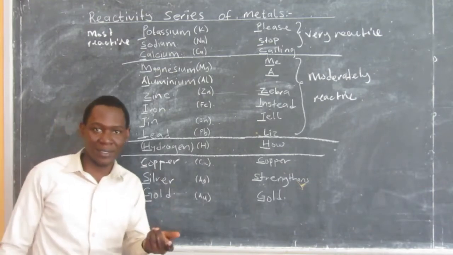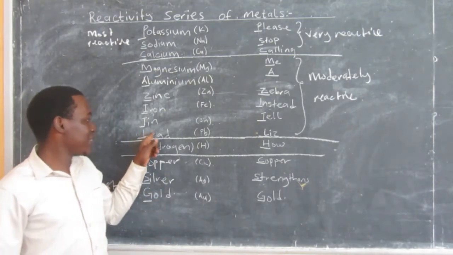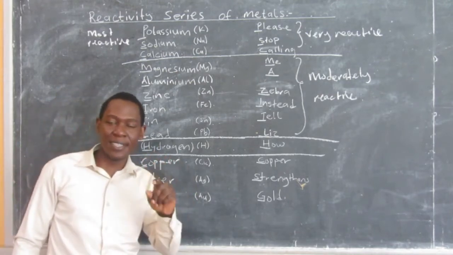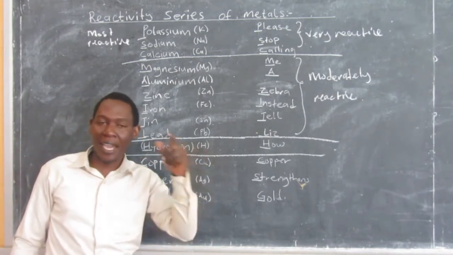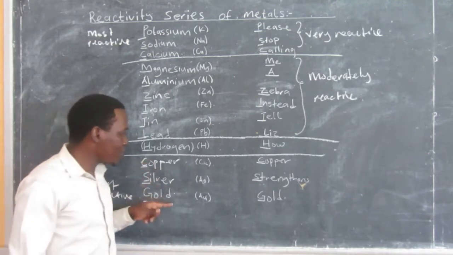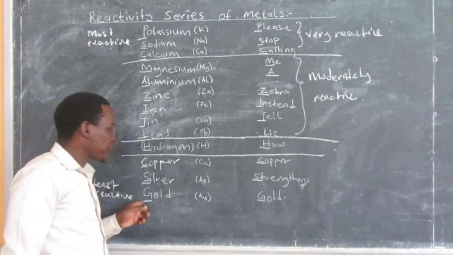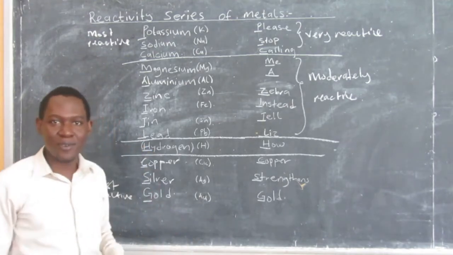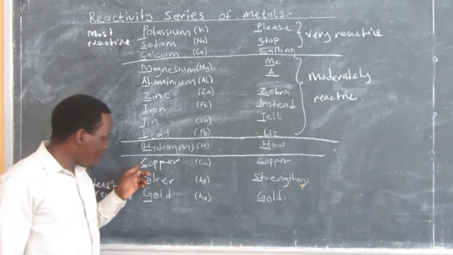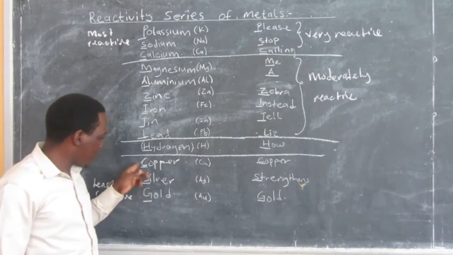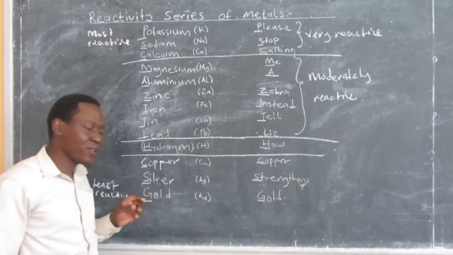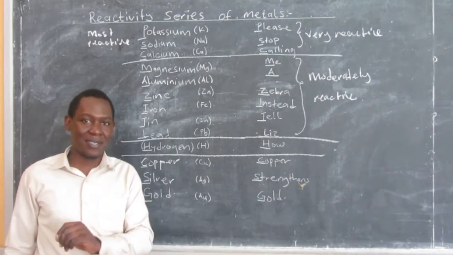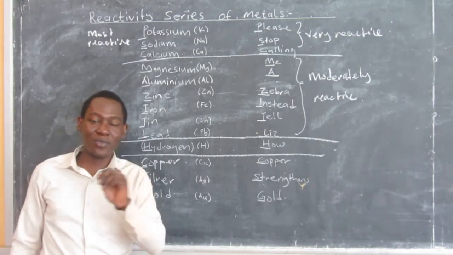Like if you use HCl and you are reacting it with lead, lead is more reactive than hydrogen. Meaning that lead will displace hydrogen in HCl to give us a salt, lead chloride, and hydrogen gas. But the elements which are below hydrogen can't displace it in its chemical formula. Meaning that copper, silver, and gold do not react with acids to produce hydrogen gas. In simple terms, they do not react with acids.